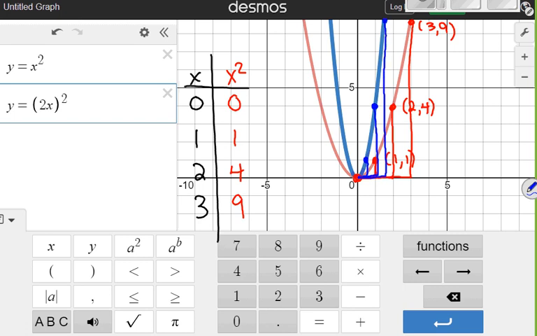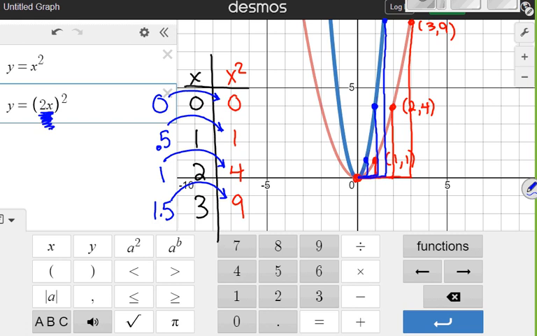So all of those backwards L's that you see there in red and blue have been squeezed and made skinnier. Now the input is 0 to make 0, 0.5 to make 1, 1 to make 4, and 1.5 to produce 9. Here's why. The function over here already has a 2 in front of the x.